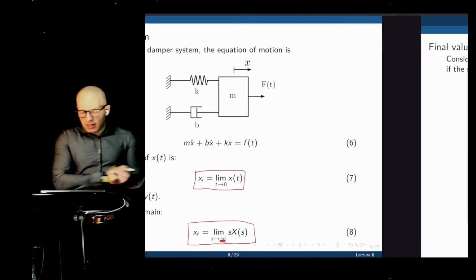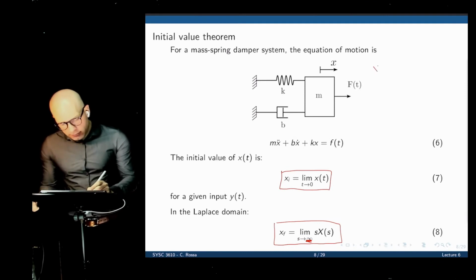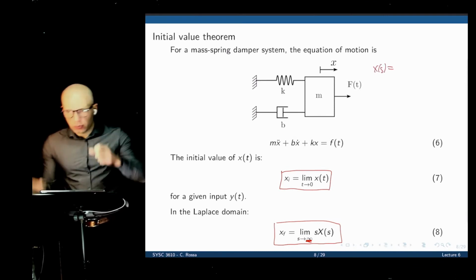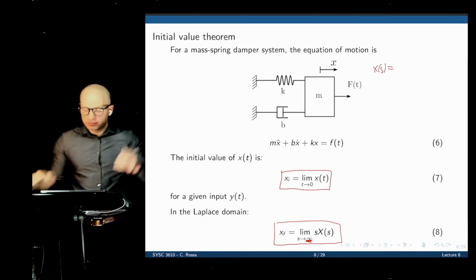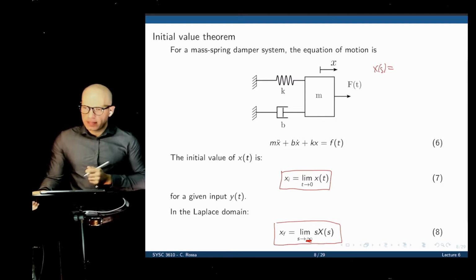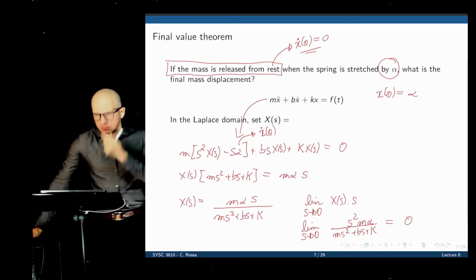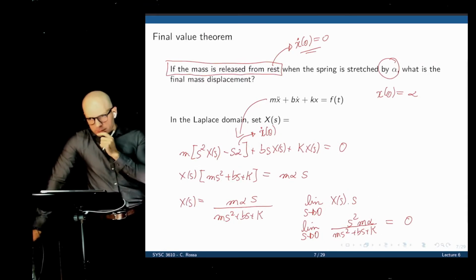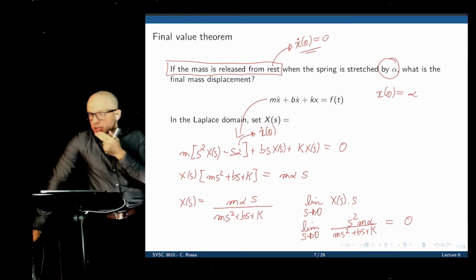In this same example that we did before, x of s was for when we release the mass from rest. What would be the initial value of displacement in this example? The final value is 0. We know it settled at 0. What is the initial value? Alpha. Alpha, exactly. That's where it starts, right?